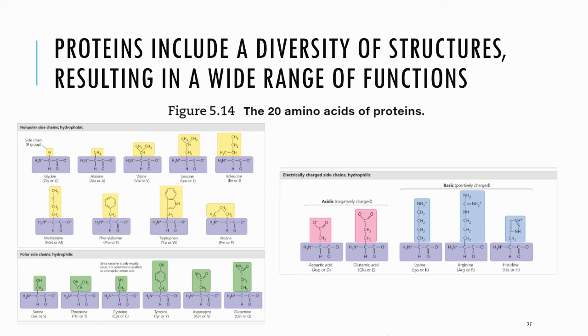Here are the 20 amino acids with their R groups. So what's the same for all of them is in purple, and then the different colors tell you the property of the amino acid. I do not expect you to know all of these, but I do think it's super cool.